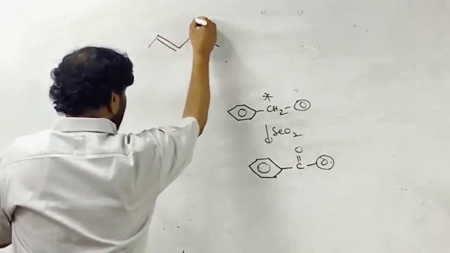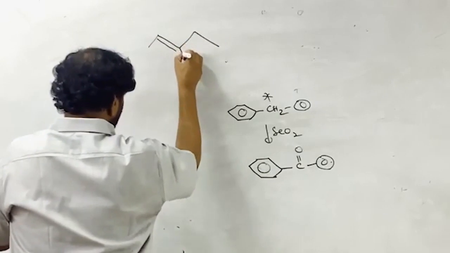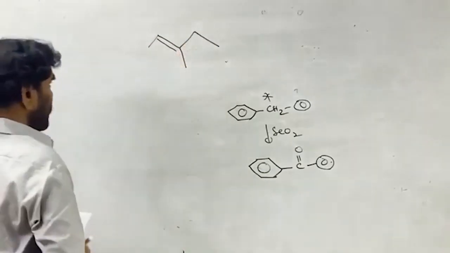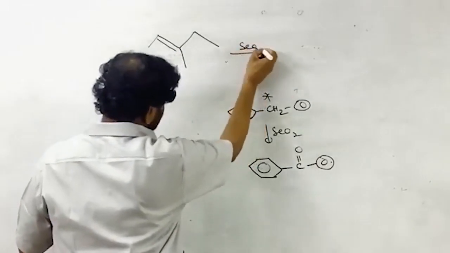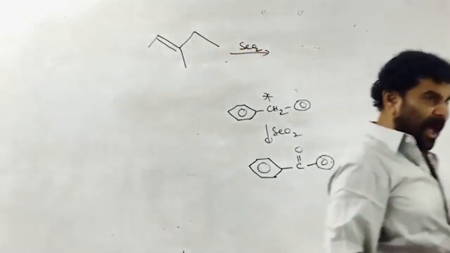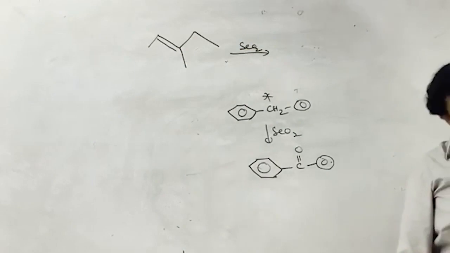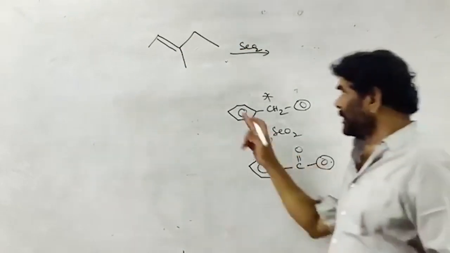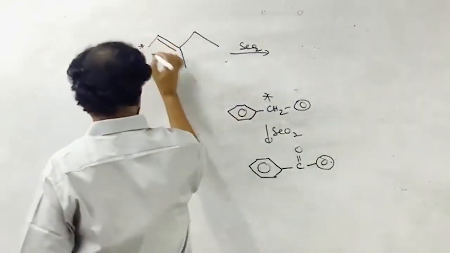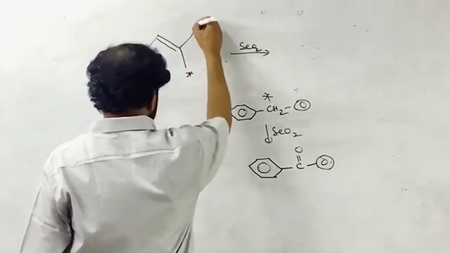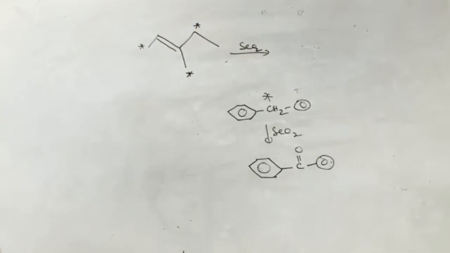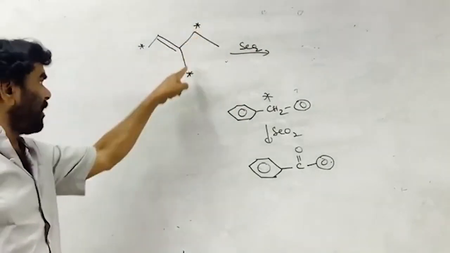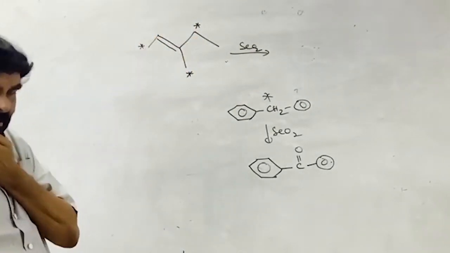3-methyl is treated with selenium dioxide. When an alkene is treated with selenium dioxide, allylic hydroxylation takes place. So this is an allylic carbon, this is an allylic carbon, this is an allylic carbon. The sp3 carbon connected to the vinylic carbon is called the allylic carbon. There are 3 here.